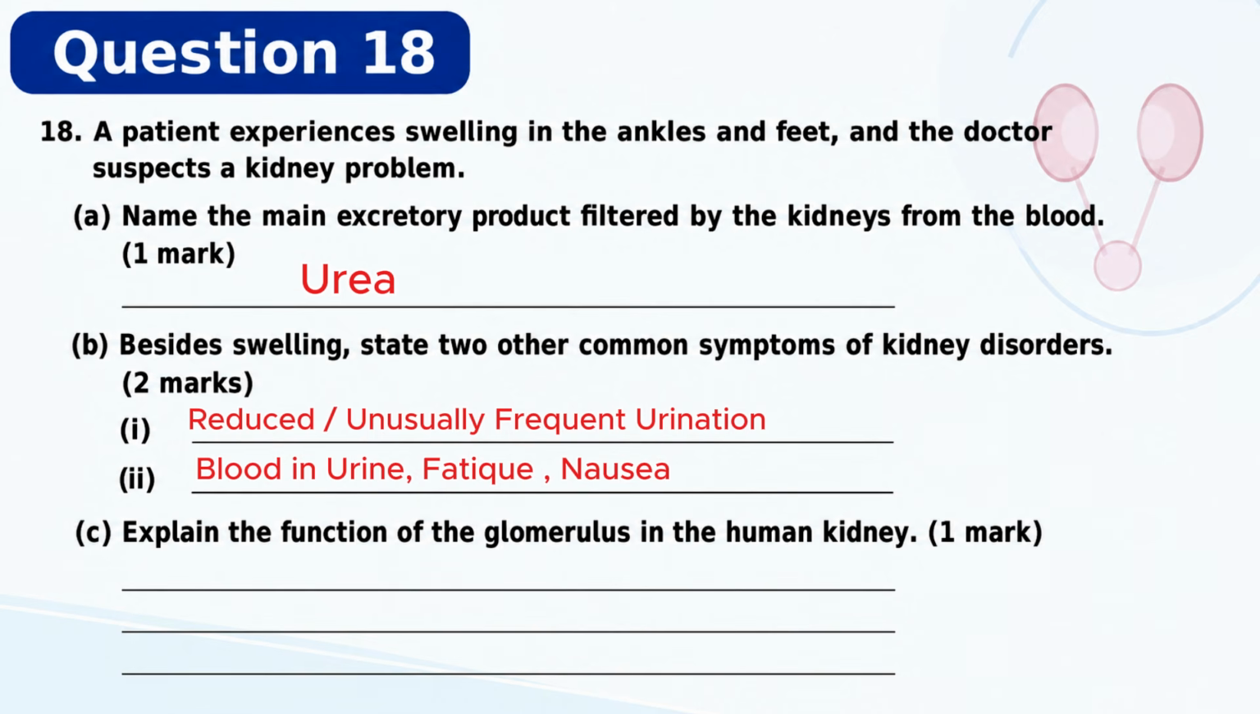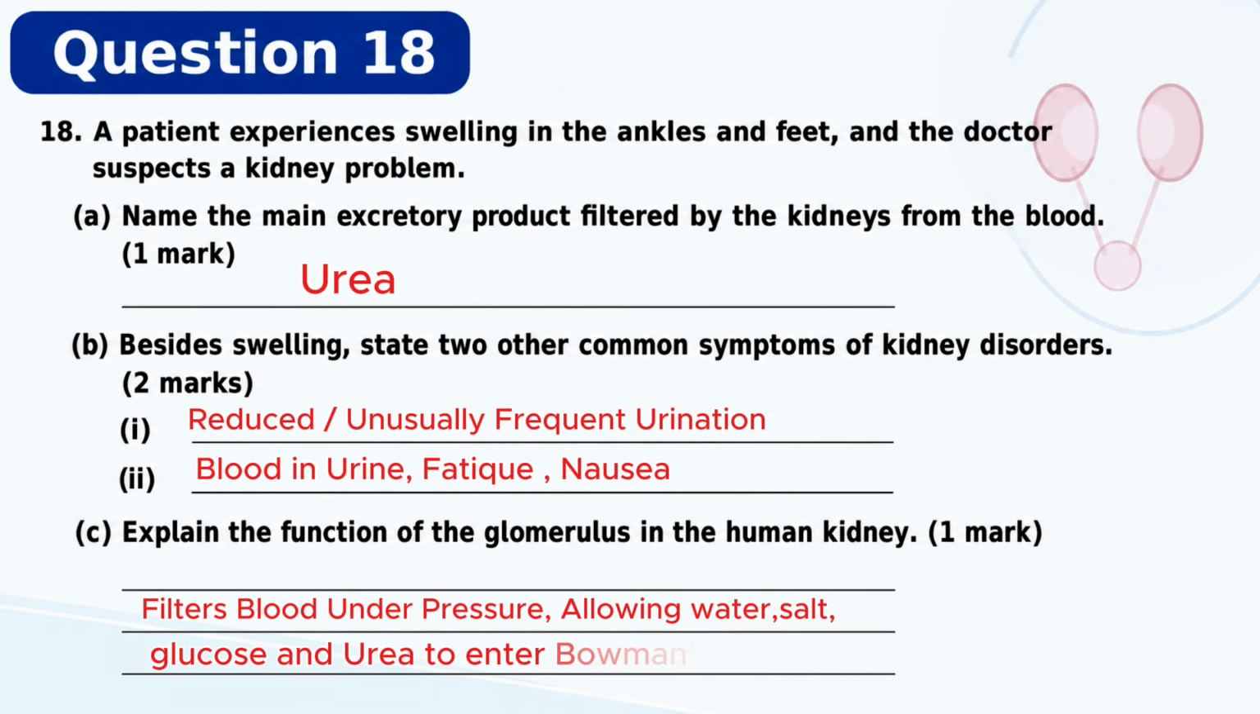And then question 18C. Explain the function of the glomerulus in the human kidney. Now, the glomerulus filters blood under pressure, allowing water, salts, glucose, and urea to enter Bowman's capsule. Blood cells and large proteins remain in the blood. So always remember that glomerulus is for filtering blood. And by blood filtration, it is now going to allow water, salts, glucose, urea to enter the Bowman's capsule.